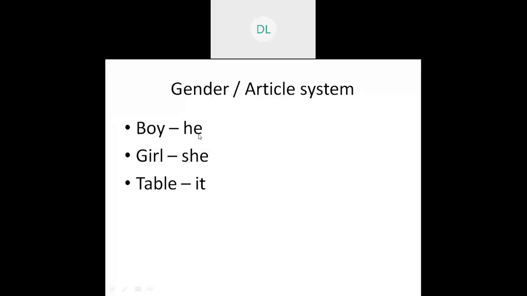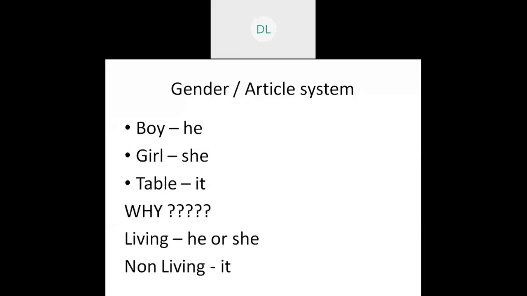But why can't I use it? Because there is a wonderful concept in English. What is that wonderful concept? I decide on the basis of living and non-living. When it is living, I go into he or she. When it is non-living, I directly go into it.